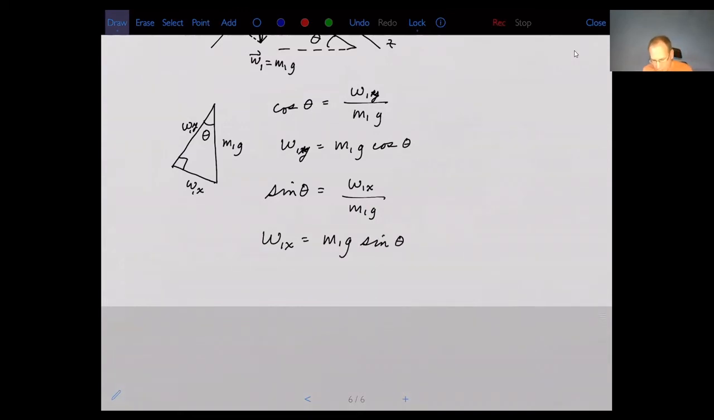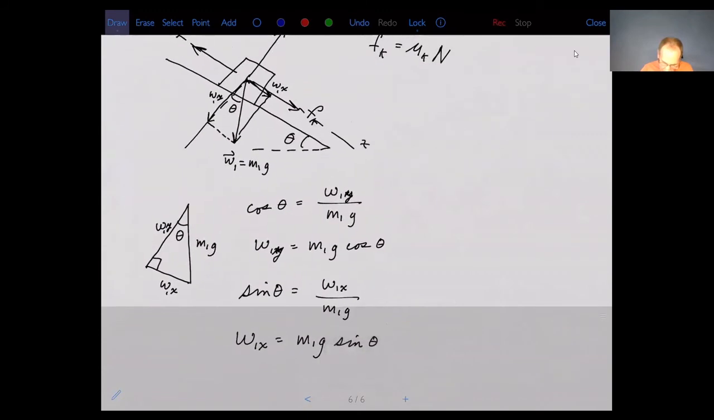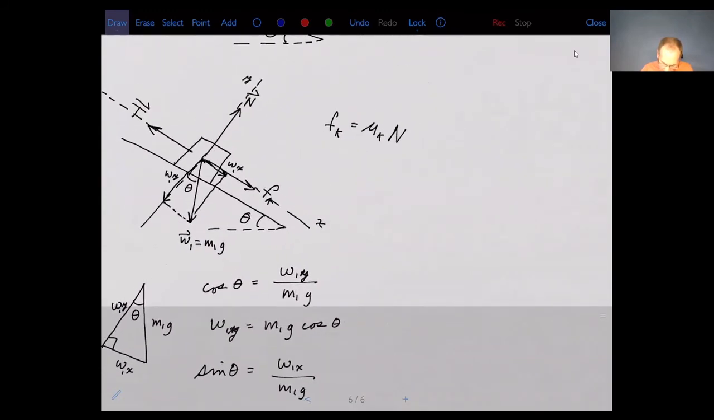Okay, so we have those two components. All right. Now what we're going to do is apply Newton's second law to this situation. Let me bring up the picture again. So let me first apply it in the y direction. So I have the sum of the forces in the y direction equals m1 ay.